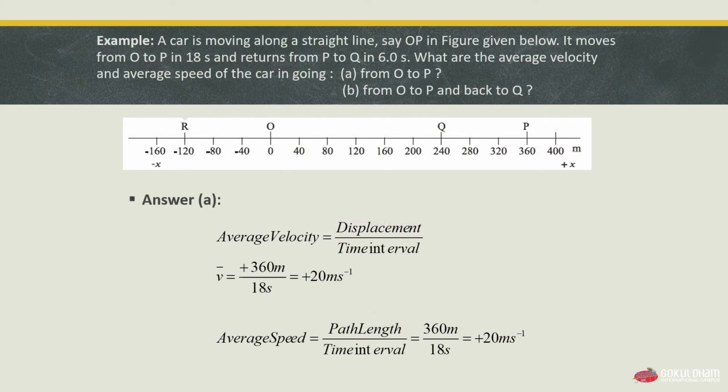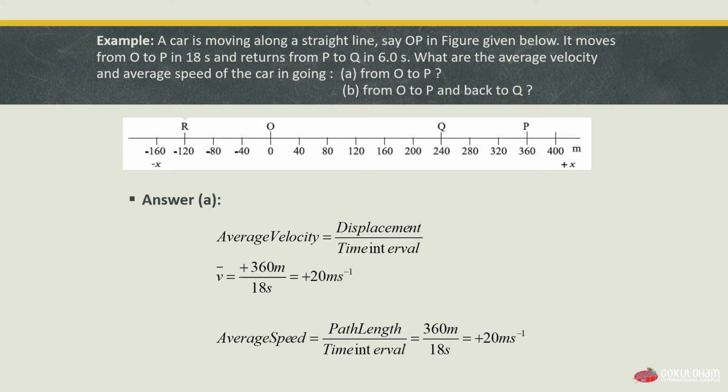Now we will look at an example of how to calculate average velocity and average speed. According to the example, a car is moving along a straight line OP, meaning the car is traveling from the origin O to P. In the figure given below you can see that it moves from O to P and it takes 18 seconds, and then the car returns from P to Q and takes another 6 seconds. We have to calculate the average velocity and average speed for two cases.